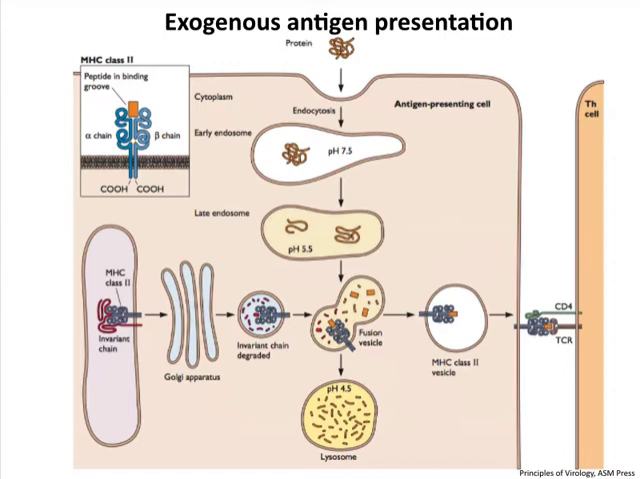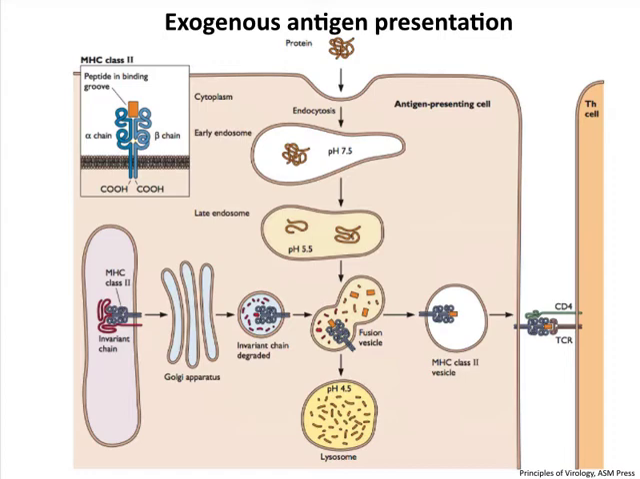Now we have class 2 at the surface of a dendritic cell, and it can present it to the CD4 T cell. Remember, the class 2 is going to present to a CD4 T cell. And if that's foreign, then the T cell will become activated. All right, so that's the process. This is called the exogenous antigen presentation pathway, because these DCs are taking up material from the outside of the cell, sampling it.